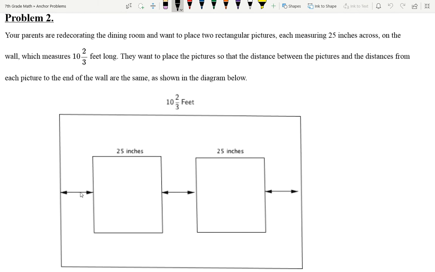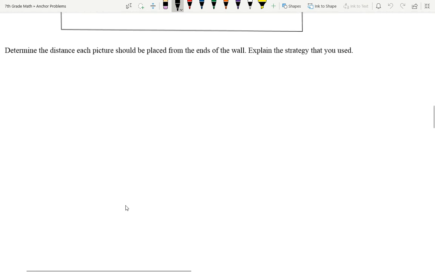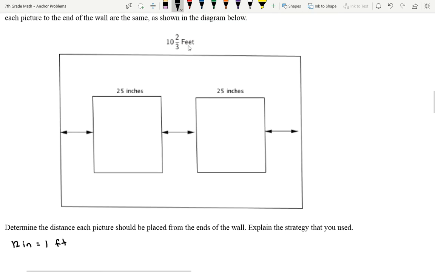Well, you have the 10 2/3 feet, you have a distance, you have the 25 inches, a distance, 25 inches, and a distance, and these distances are all the same. So our question asks us, determine the distance each picture should be placed from the ends of the wall and explain the strategy that you used. Well, let's work in inches here, okay? We know that 12 inches equals 1 foot. And we need to notice that this is 10 2/3 feet versus 25 inches. I think it's going to be easier to work in inches here.